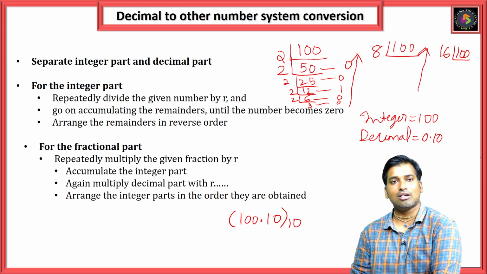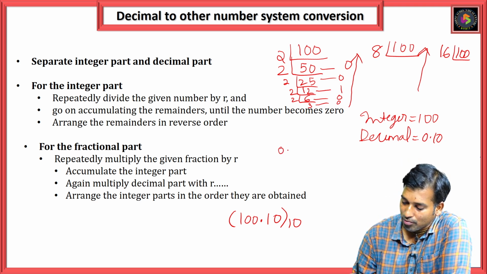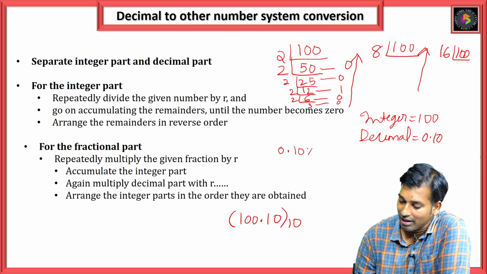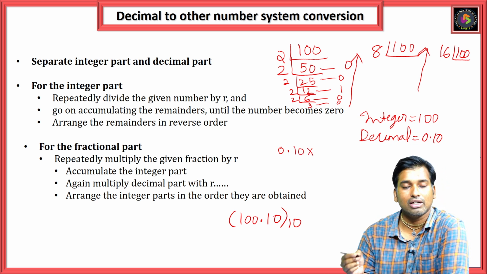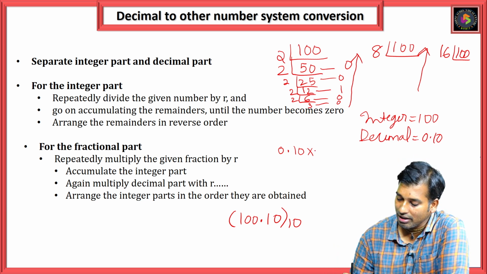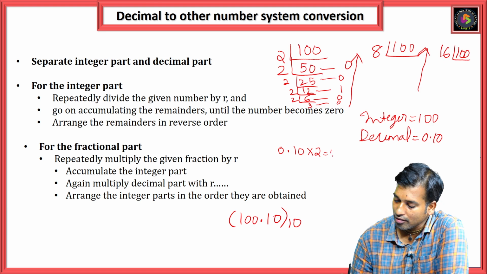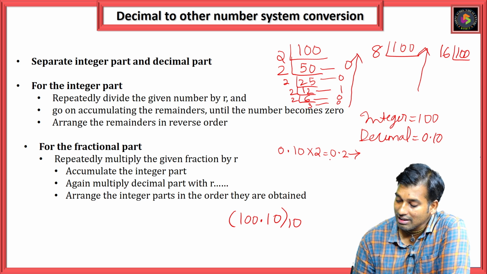In the case of the fractional part, what do you have to do? We have to multiply, for example 0.1, by that radix. For example, if I am converting into the binary number system, I have to multiply by 2. What will I get? 0.2. I have to consider the integer part of this result. That means the integer part is 0. Next, I have to take this fractional part, 0.2.